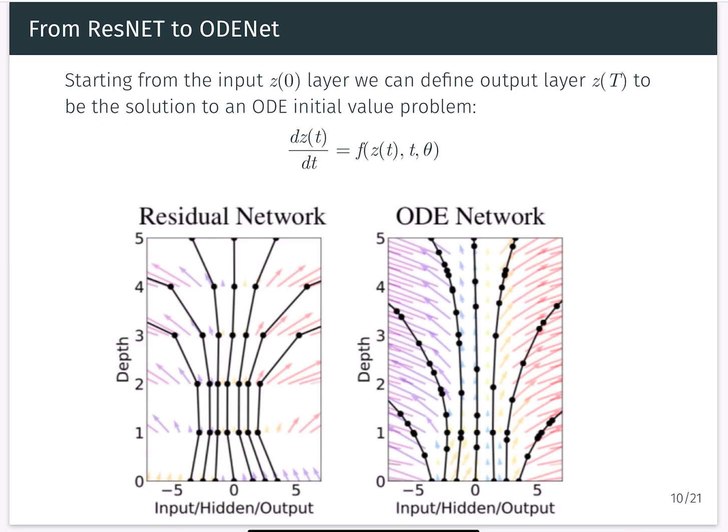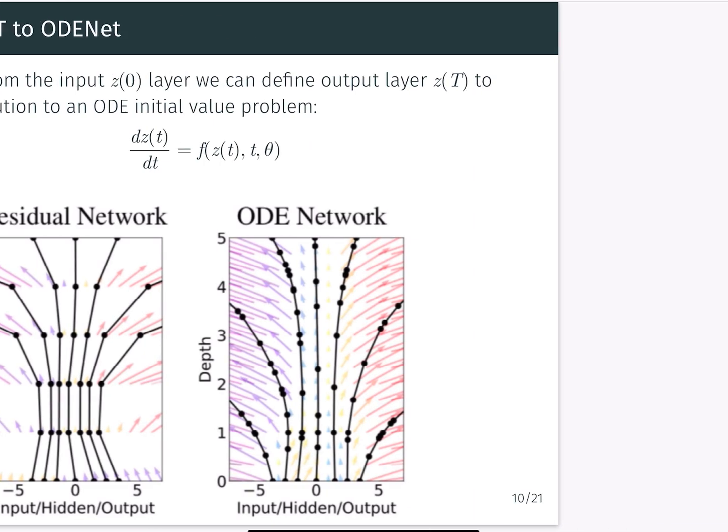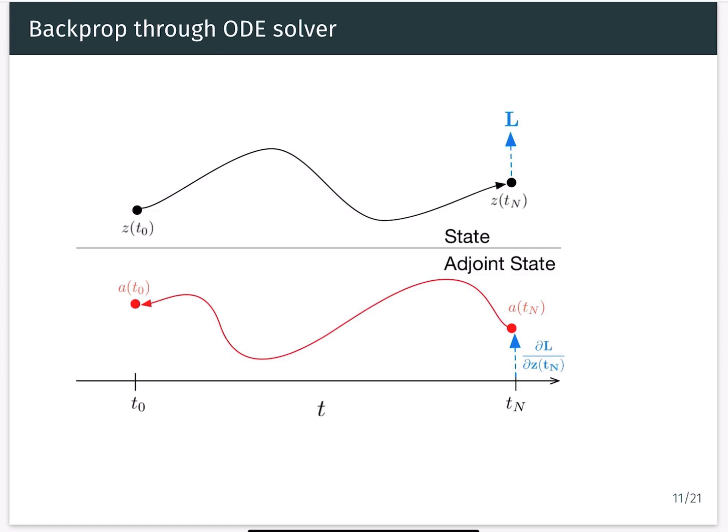So this is what we do. We define the output here to be the solution to some differential equation, where this differential equation f of z of t, t and theta, is going to be defined by our neural network. So we can think of this as that shared f that we had on the right here. And so our neural network now represents the derivative, not the solution. And if we integrate that derivative, we can actually get what the solution would be.